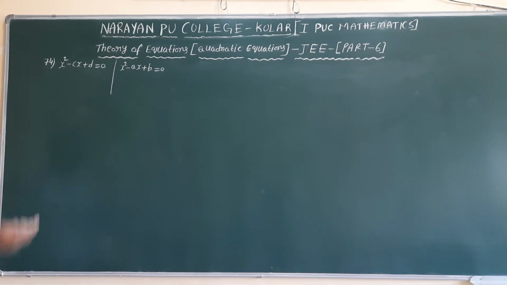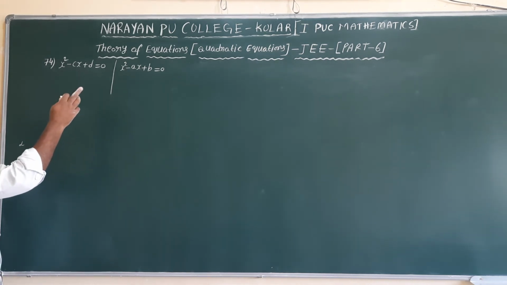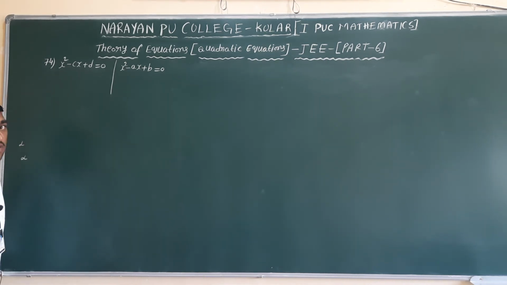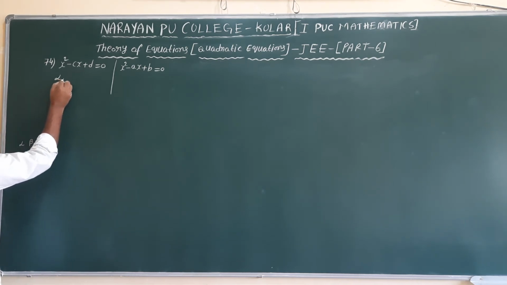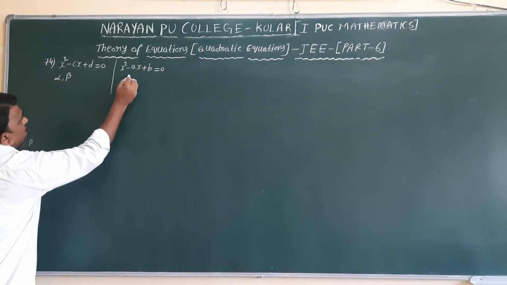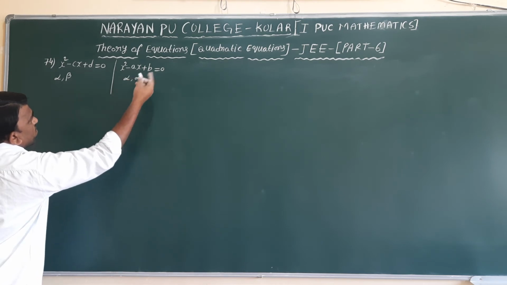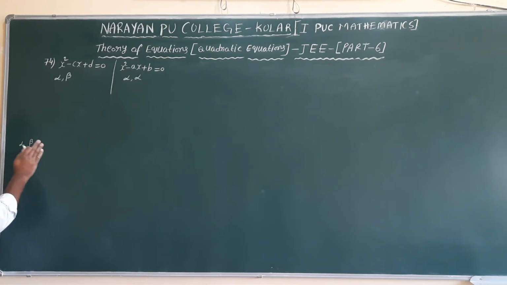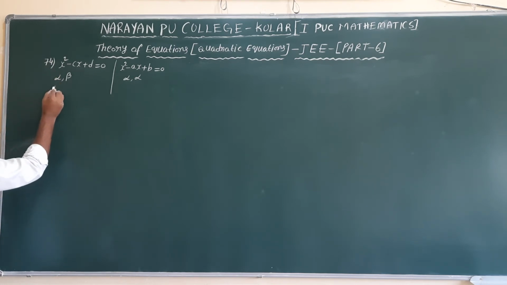So one is a different root. In these two equations, one root is common. That means suppose alpha is a root of the first equation, and alpha is a root of the second equation also. For the second quadratic equation, the roots are the same thing, alpha and alpha, here it is alpha and beta. So alpha, beta are the roots of the first equation, and here both roots are alpha only for the second equation. That is the given data.